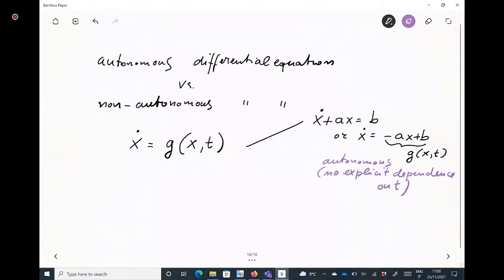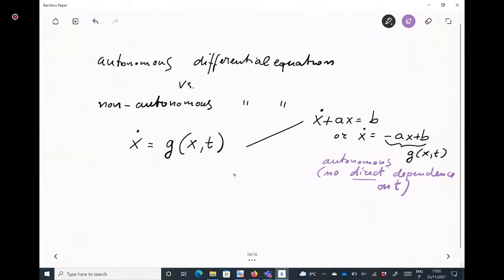Now, we don't have to make mistakes about this concept. There is no explicit dependence on t. Of course, it depends on t because x dot is a function of x, and x depends on t. But this means it depends on t only through x. There is no direct explicit dependence on t. Okay, so let me show you direct dependence on t. It depends on t only through x.